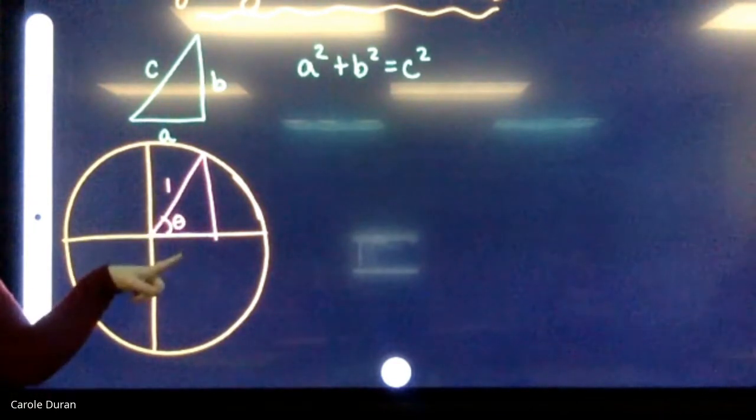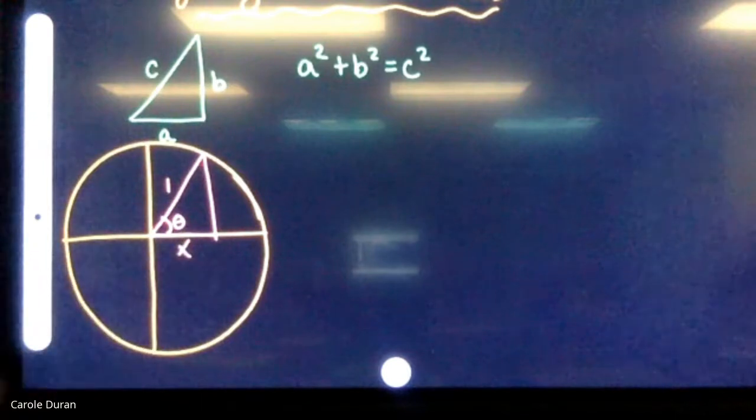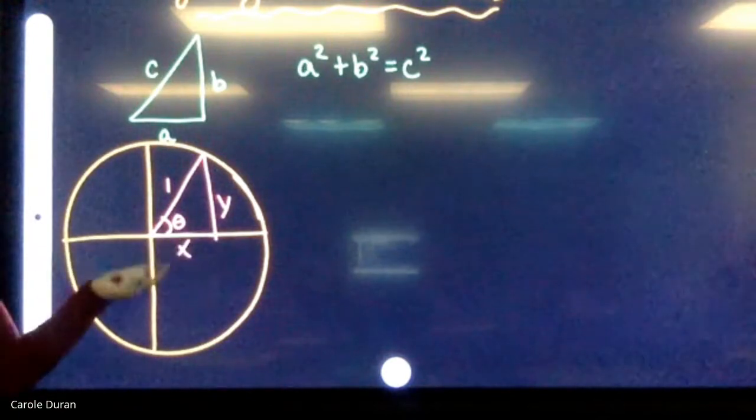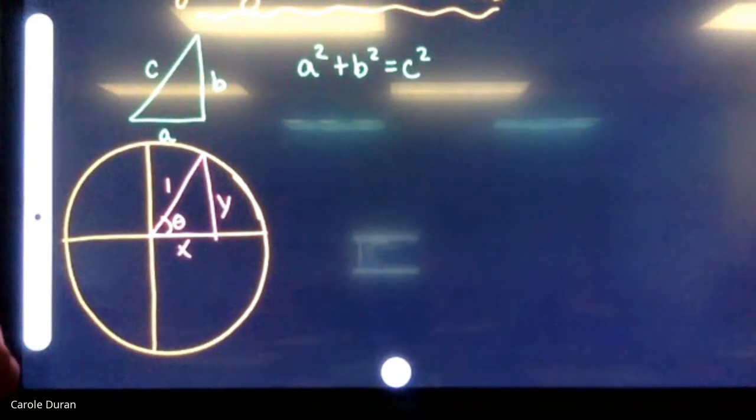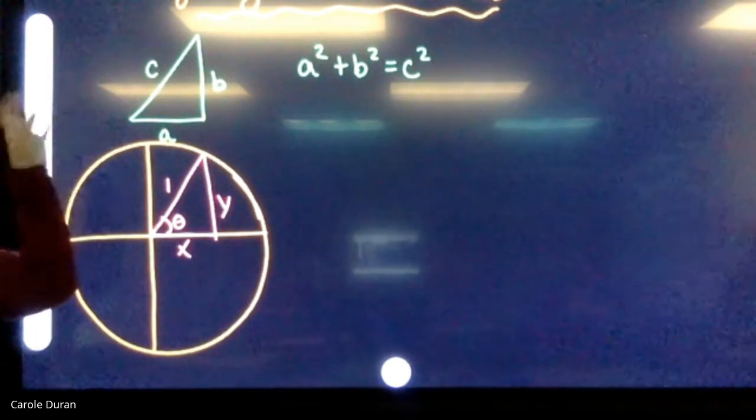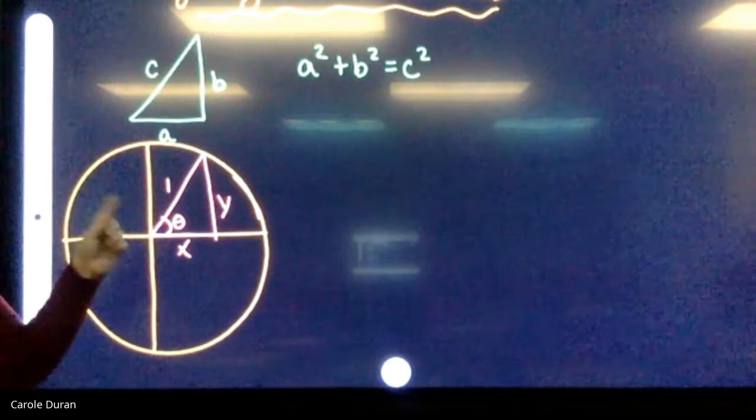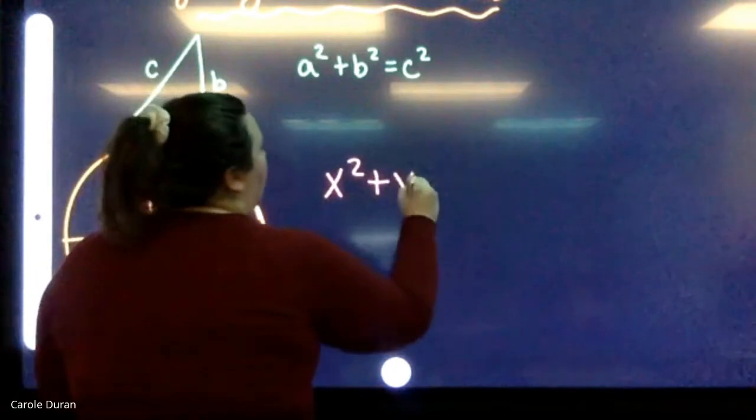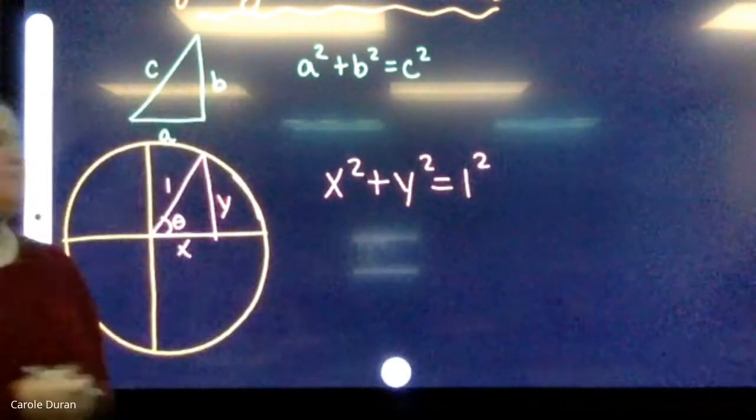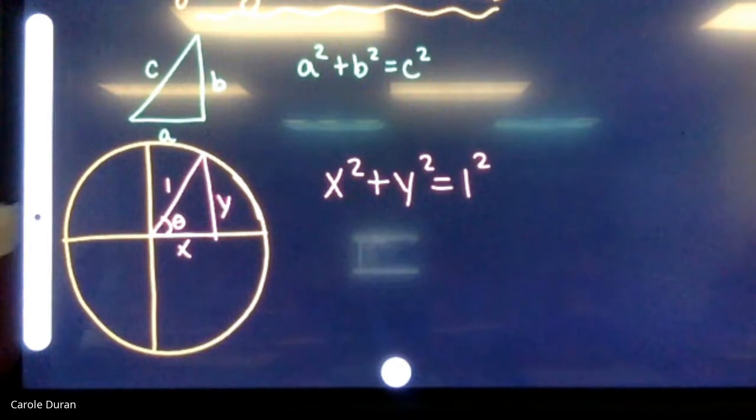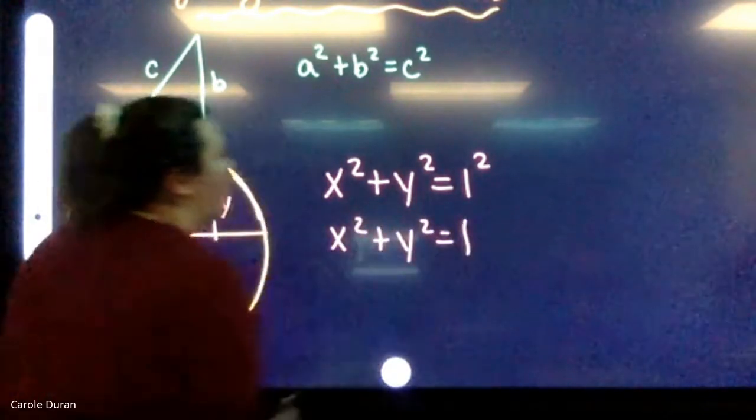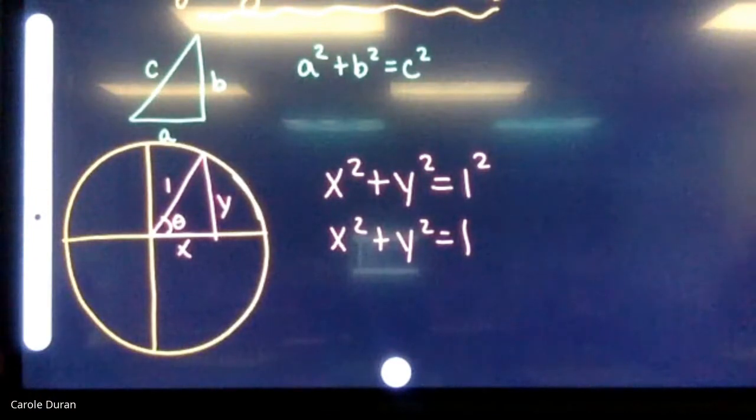I know that my adjacent side to this angle is my x coordinate, and my opposite side here is my y coordinate, because x corresponds to the horizontal movement, and y corresponds to the vertical movement. So I can replace those A, B, and C with x, y, and 1 respectively, and rewrite the Pythagorean theorem in terms of my unit circle values. Instead of a squared plus b squared equals c squared, I have x squared plus y squared equals 1 squared. I know 1 squared is just 1. So my new Pythagorean theorem is x squared plus y squared equals 1.